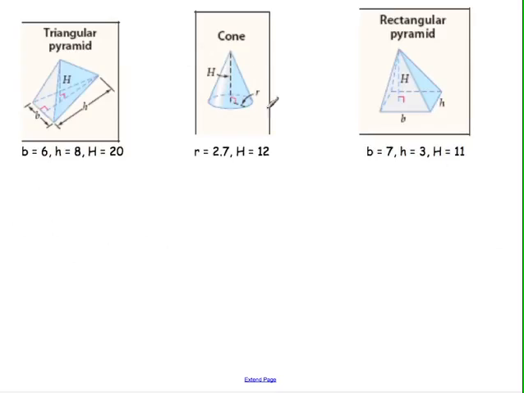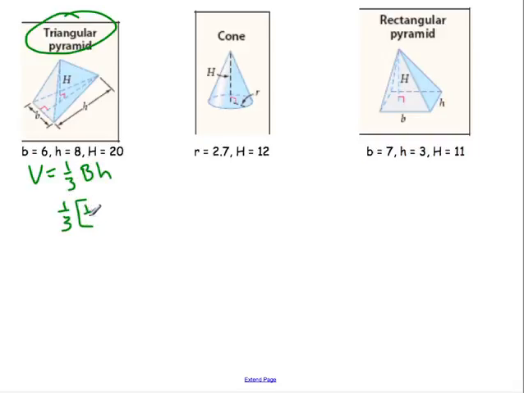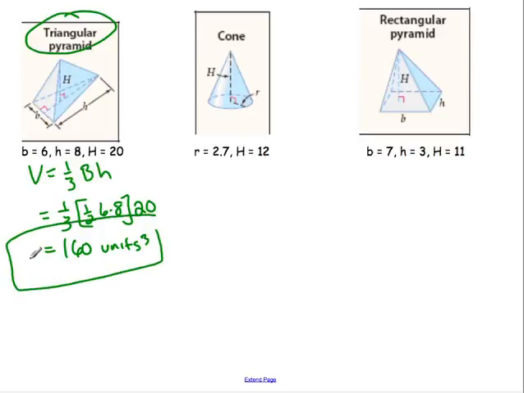Let's check these out really quickly. When we deal with a triangular pyramid, again, it's going to tell us what the base is. So volume equals 1/3 the area of the base times the height. That'd be 1/3. We have to use the formula for a triangle, which is 1/2 the 6 times the 8, and we'll multiply by the height of the pyramid, which is 20. 6 times 8 is 48. Divide that by 2, we get 24. Divide that by 3, we get 8. 8 times 20 should give us 160 cubic units.